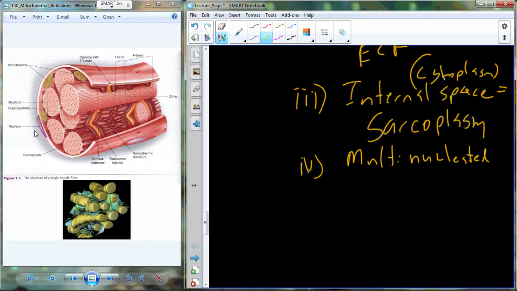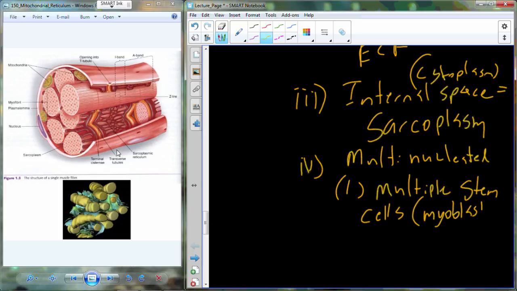Furthermore, in these multinucleated cells, the individual nuclei are pushed out towards the edge of the muscle cell, up here underneath the sarcolemma. There aren't any nuclei towards the middle; they're all pushed out towards the membrane. The reason the cells are multinucleated is that when muscle cells develop through embryogenesis, we have multiple stem cells arising from the mesenchyme, the primordial embryonic tissue. They form individual mesenchymal cells, each having their own nucleus. Then they begin to fuse together. Multiple stem cells, referred to as myoblasts, fuse together to form one myofiber.